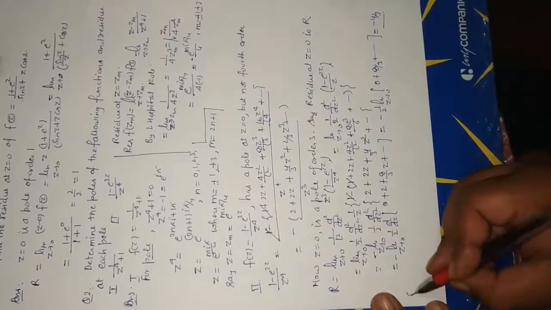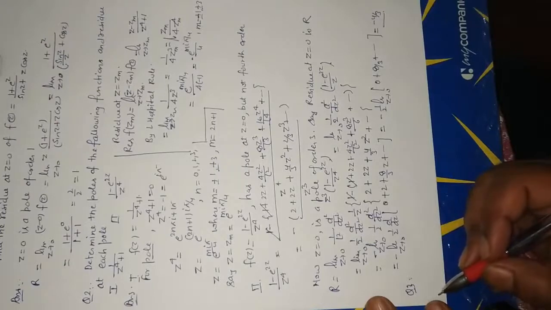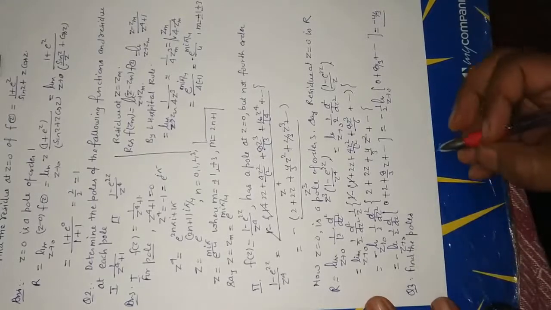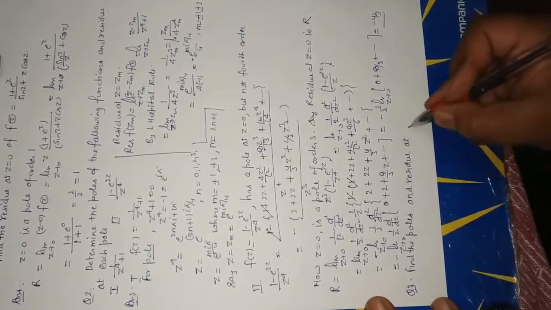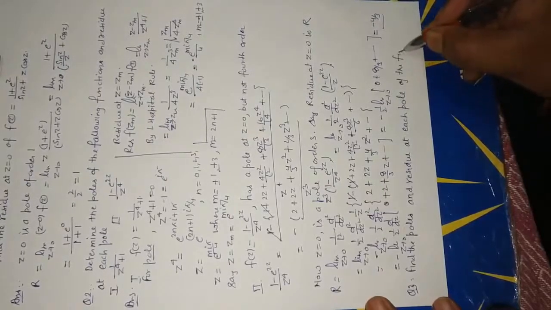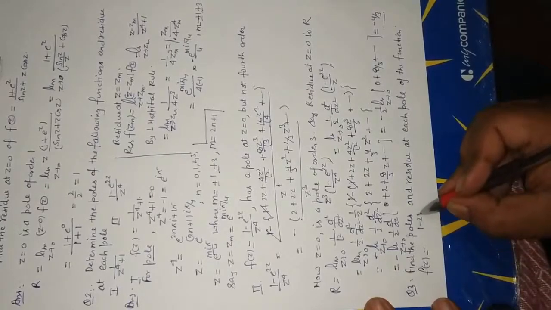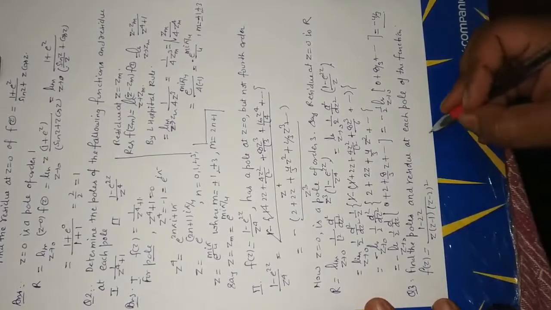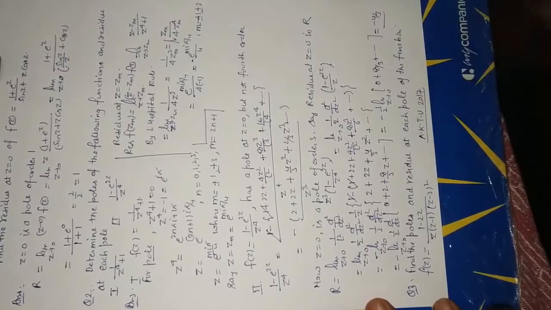Now next problem, question number 3. Find the poles and residue at each pole of the function f(z) equal to 1 minus 2z upon z into (z minus 1) into (z minus 2) whole square. This has come in AKTU 2017.